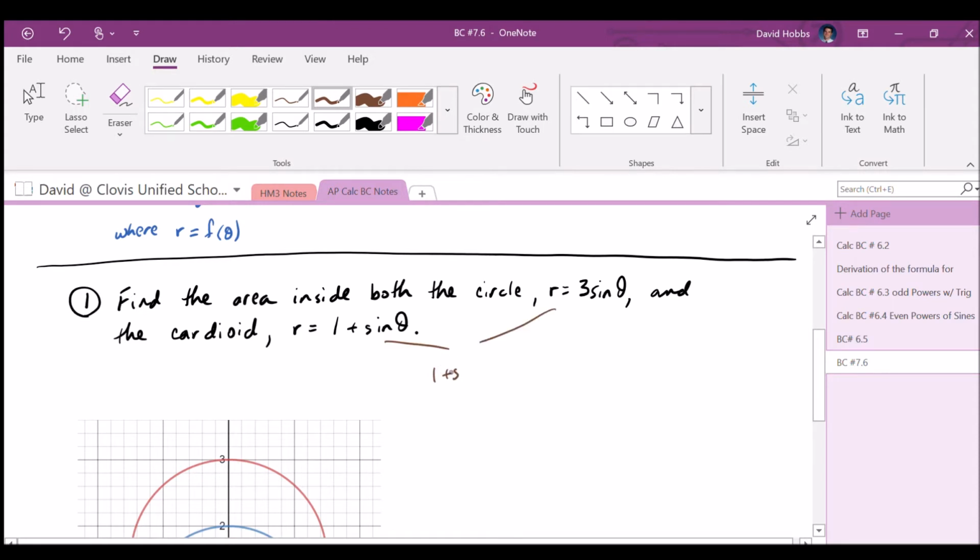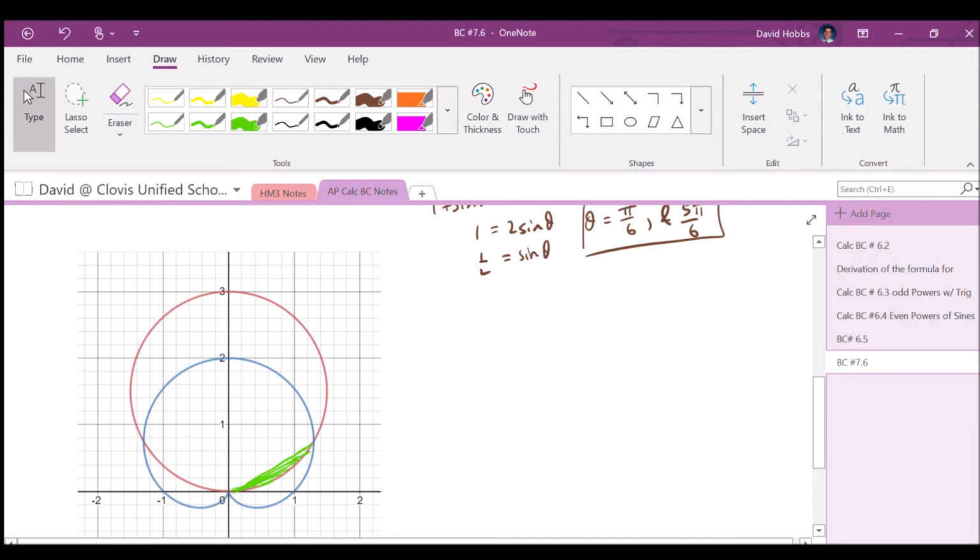So we have 1 plus sine theta equals 3 sine theta. So 1 equals 2 sine theta, so sine theta equals 1/2. Sine's positive in quadrants 1 and 2, so theta equals pi over 6 and 5 pi over 6. Now I know that's not an ordered pair, but the angle measures are what we need as we're doing the area. It seems pretty reasonable looking at this that this one over here is the pi over 6 and this one over here is the 5 pi over 6, and that all seems to make sense.